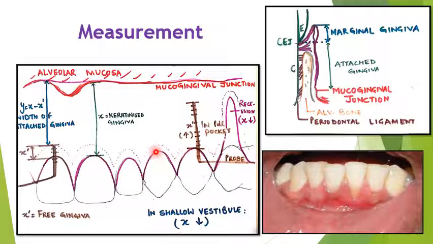From this gingival zenith to the mucogingival junction, this is the width of keratinized gingiva, or we can call it total gingiva. From this, if we subtract the probing depth of this sulcus, or sulcus depth, then we can get the width of attached gingiva. So that means width of attached gingiva will be equal to keratinized gingiva width minus sulcus depth.